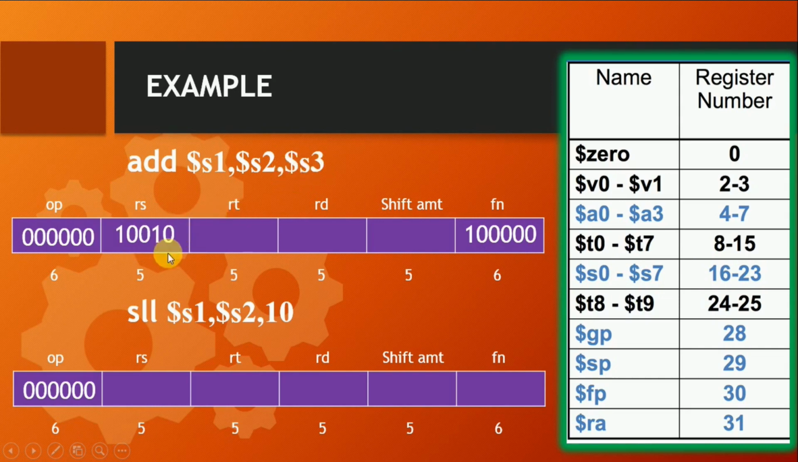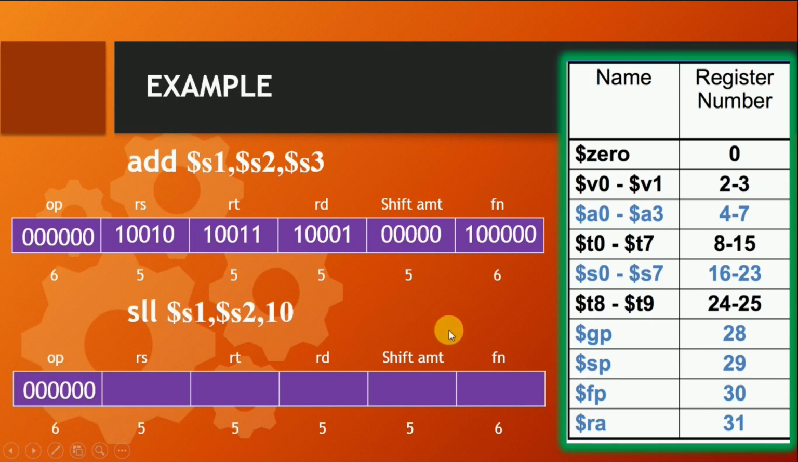RT is S3. So S3 is 19, so I have to fill 19 here. So 16 plus 2 plus 1, 19. RD is the destination register, that is S1. S1 has the register number 17, so I have to fill 17 here. 16 plus 1, 17. Since it is an arithmetic operation, I don't have any shift amount here, so I can fill 0. So this is how I can convert an assembly instruction into binary, and I am storing it into the memory of 32-bit size.